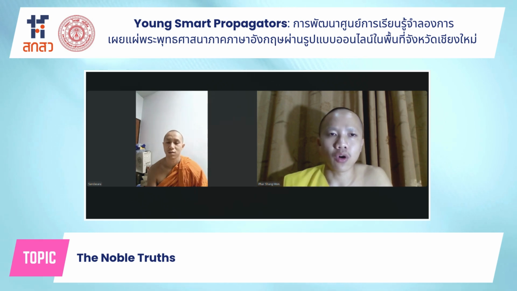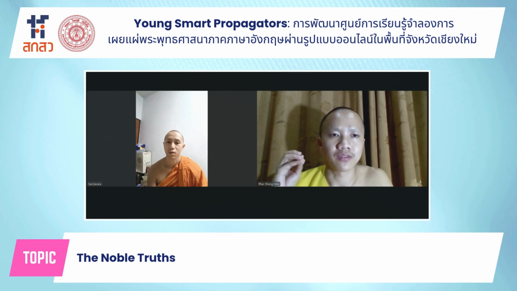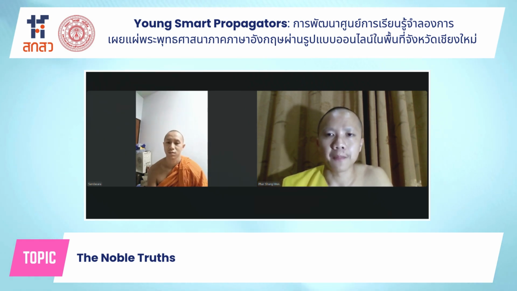And for the third one, the end of suffering. What is the end of suffering? The end of suffering is being without dependent origination. Because if there is no dependent origination, suffering cannot happen. And for the fourth one, the solution to suffering is called the Noble Eightfold Path.